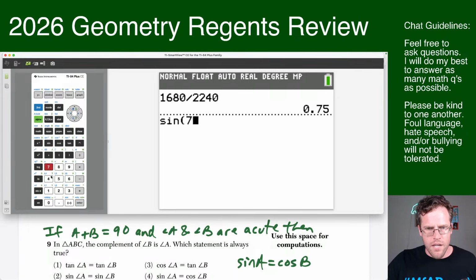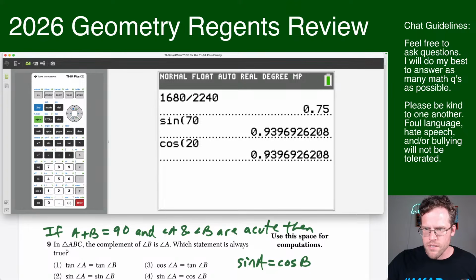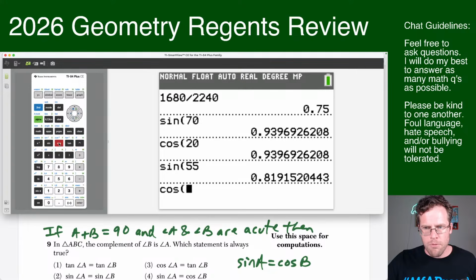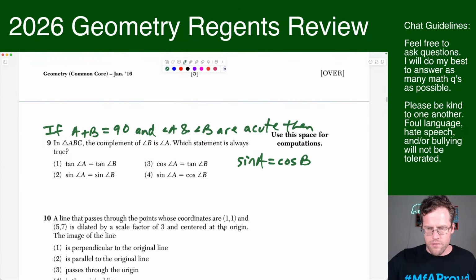So if I did sine of 70, and then cosine of the complement of 70, that would be 20, because 70 plus 20 makes 90. See how I get the same ratio? All right, so sine of an angle is equal to cosine of the complement. If I did sine of, let's say, 55, the complement of 55 would be 35. And see how I get the same thing? Okay, so that's how we would handle that. So sine A is equal to cosine of B, choice 4.